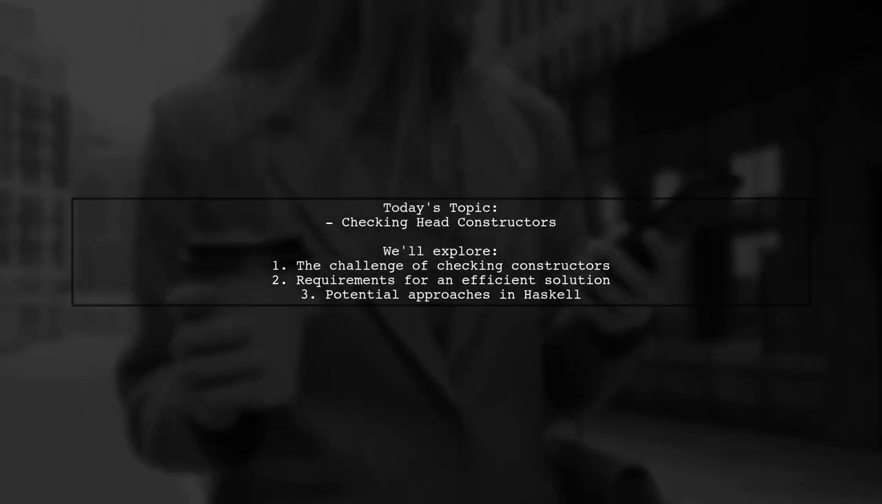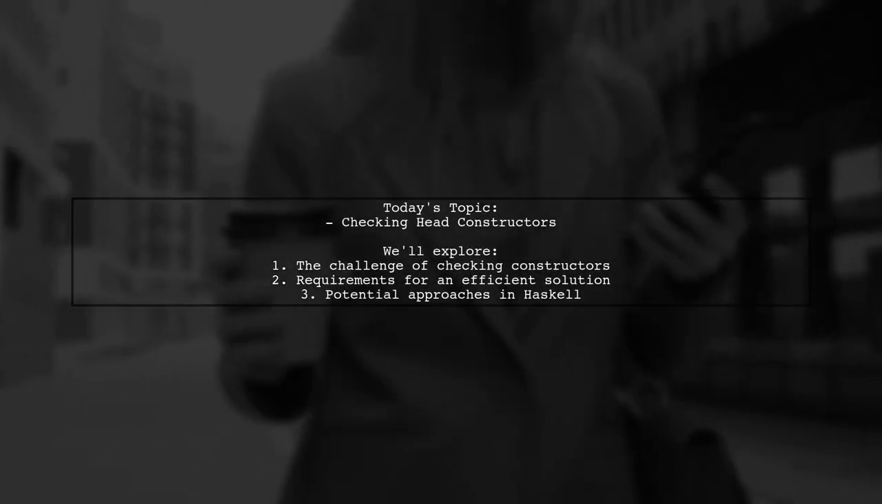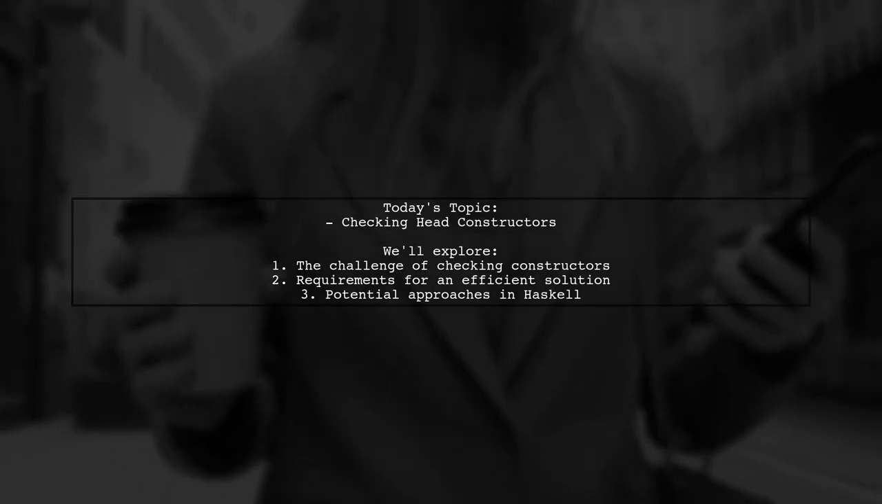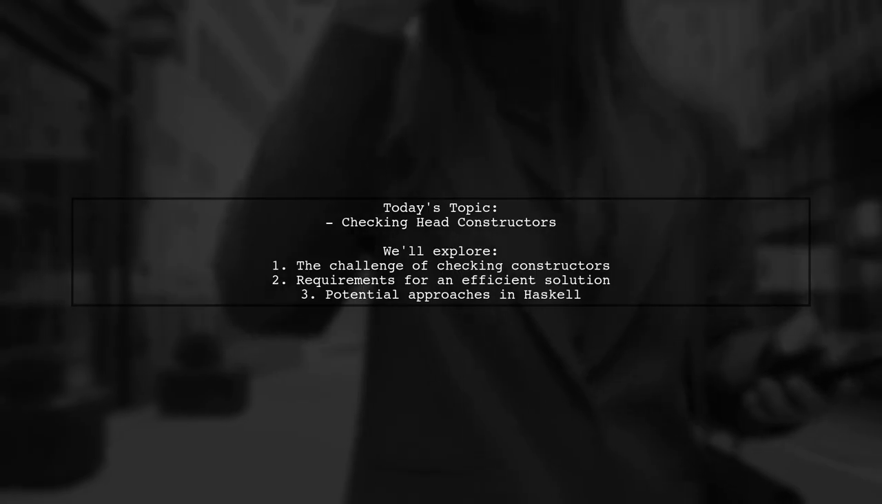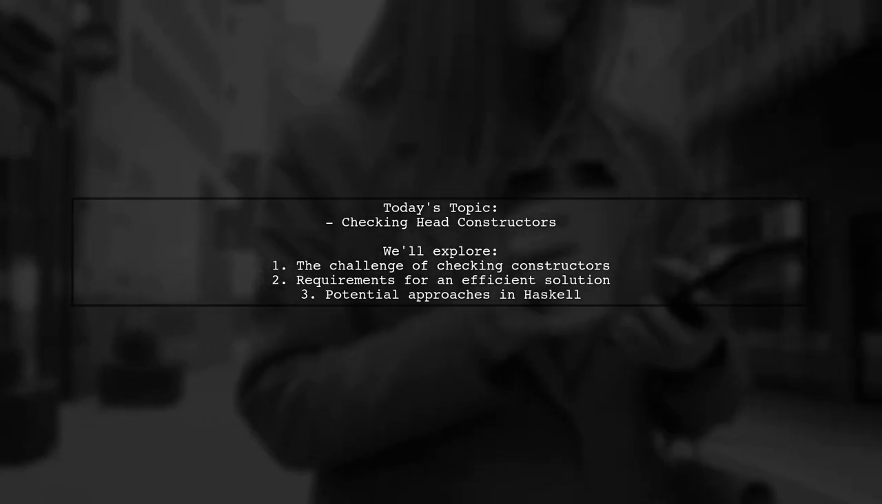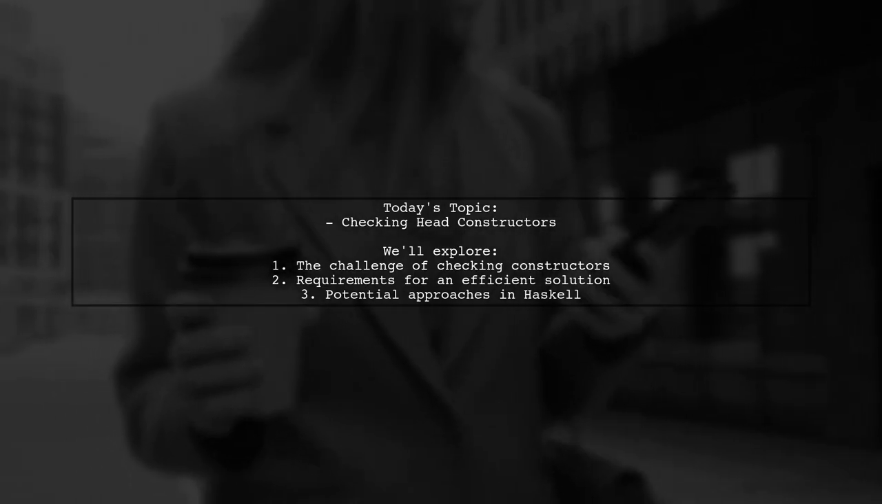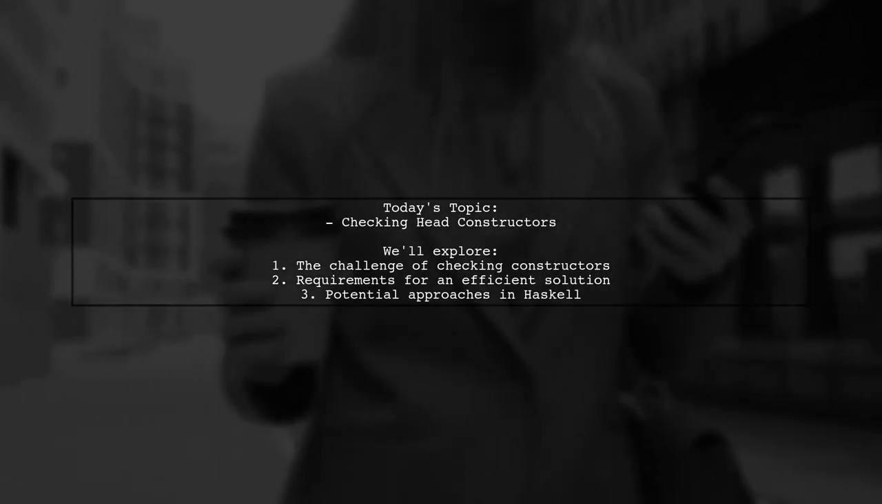Welcome to our video on Haskell programming. Today, we're tackling an interesting question from one of our viewers. They want to know how to check if two values have been constructed using the same head constructor. This is a crucial task in functional programming, especially when working with custom data types.